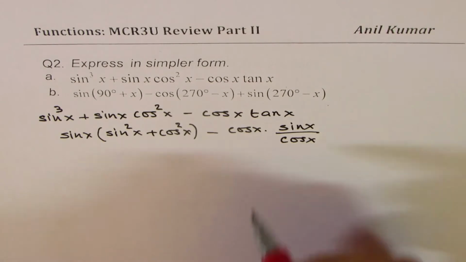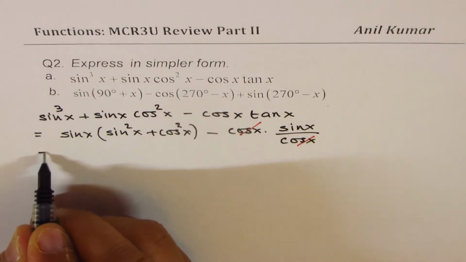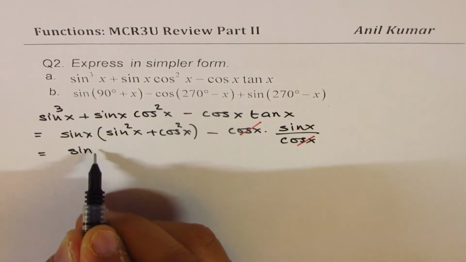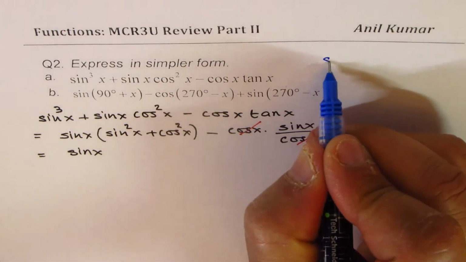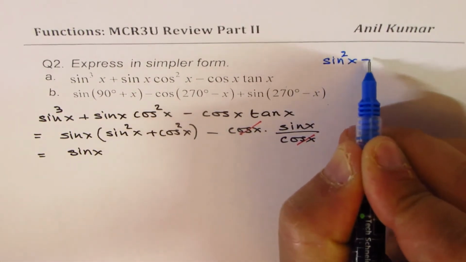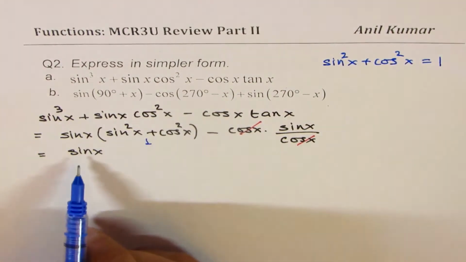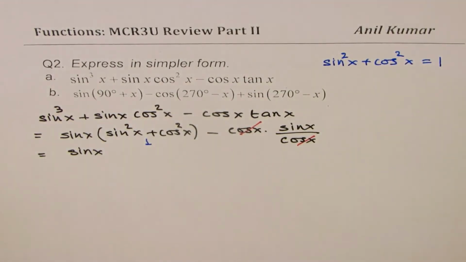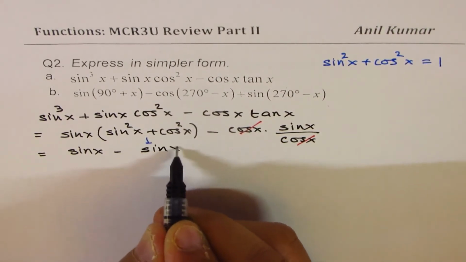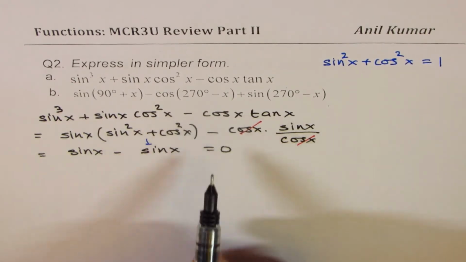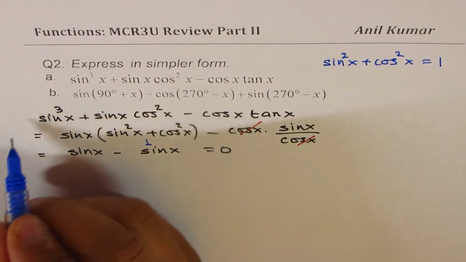As you can see, cos x and cos x cancel, and what we get here is sine x. And what is this? We know sine square x plus cos square x is 1. So let me write down: sine square x plus cos square x equals 1. So I'm replacing this with 1, and 1 times anything is sine x. Perfect. And here we are left with sine x. So sine x minus sine x is 0, so this could be written as 0. So we have done part A.